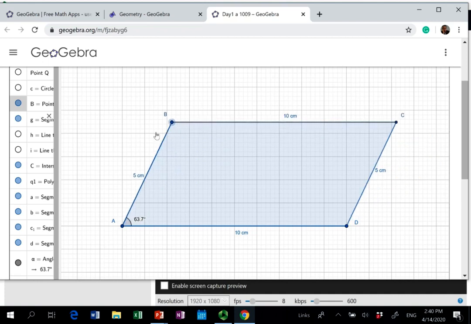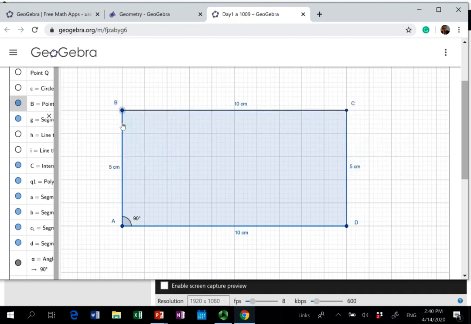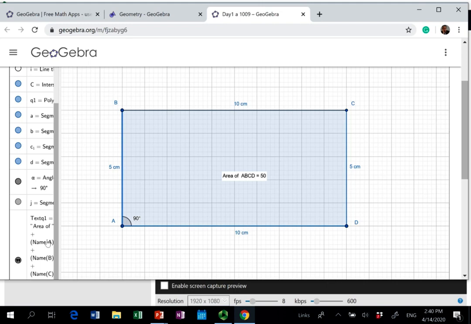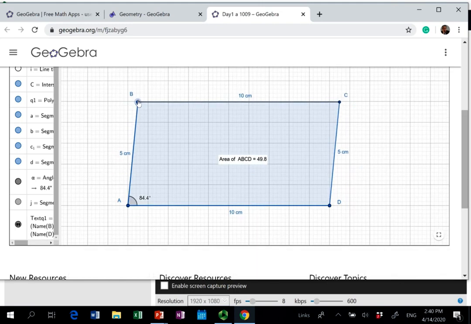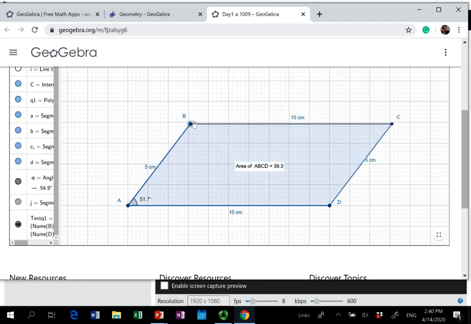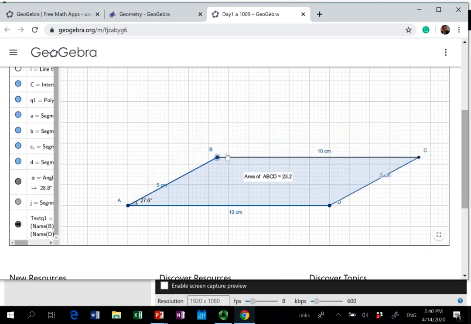So the parallelogram, once this is a rectangle with 90 degrees, this is 5 times 10, which is 50. However, once it becomes a parallelogram, the area starts changing. For example, let's move it. It's going to be different. The area is getting smaller and smaller.